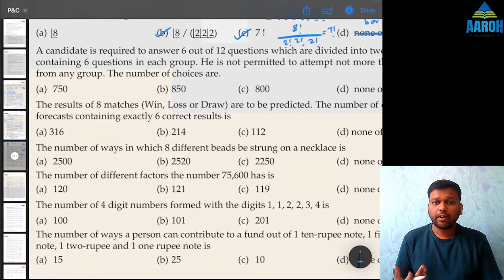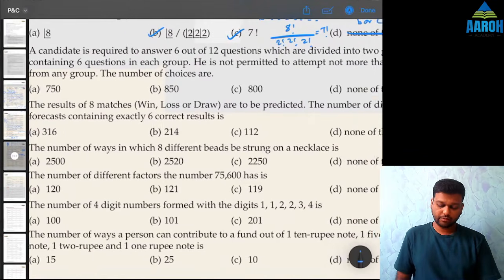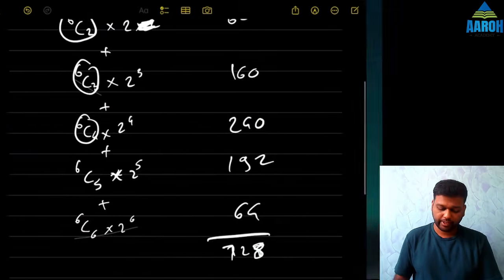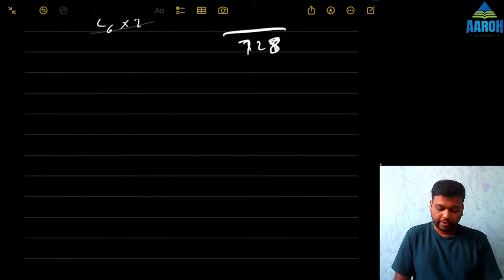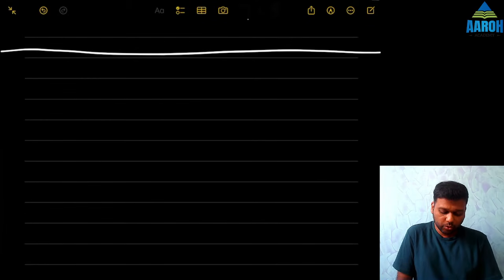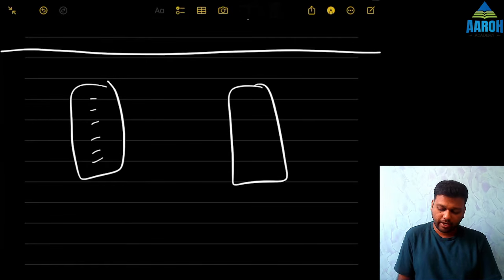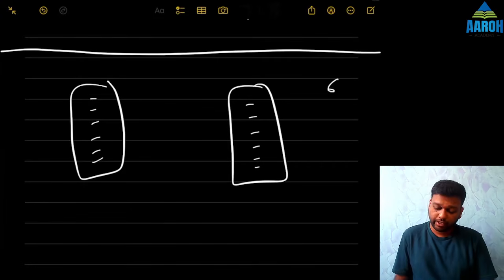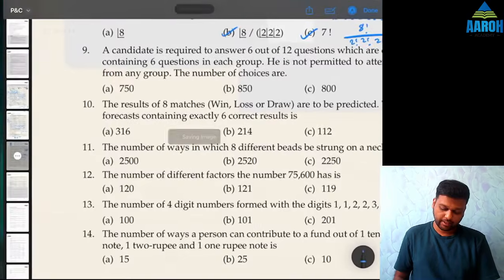A candidate is required to answer 6 out of 12 questions, which are divided into two groups containing 6 questions in each group. Okay, carefully first interpret it. He has to answer 6 out of 12 questions. They are divided into two groups. So 1, 2, 3, 4, 5, 6 in one group, and then 1, 2, 3, 4, 5, 6. Out of these 12, he has to solve 6 in total.